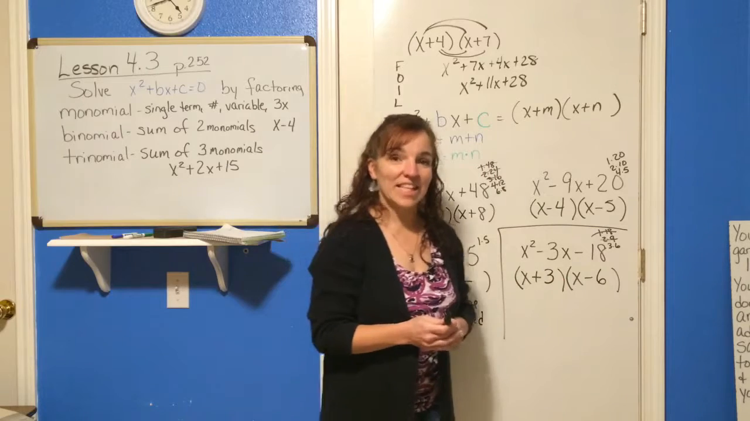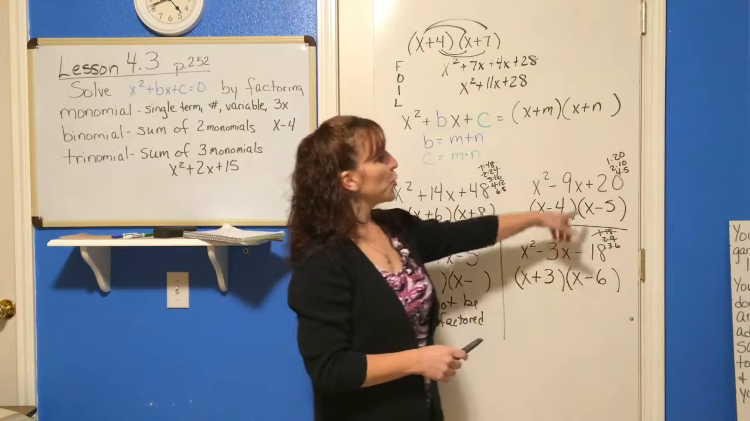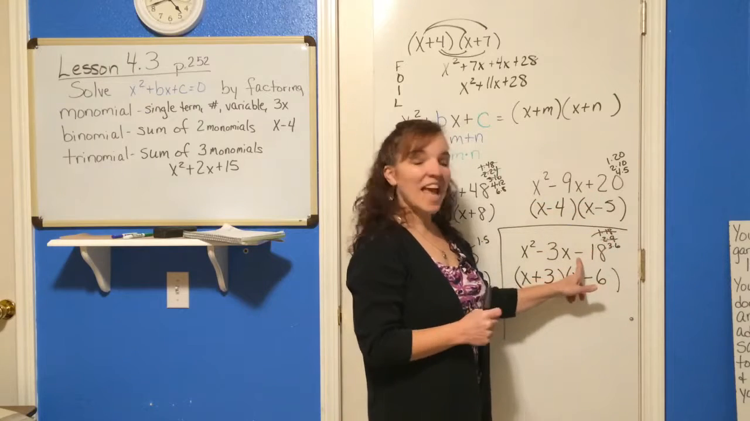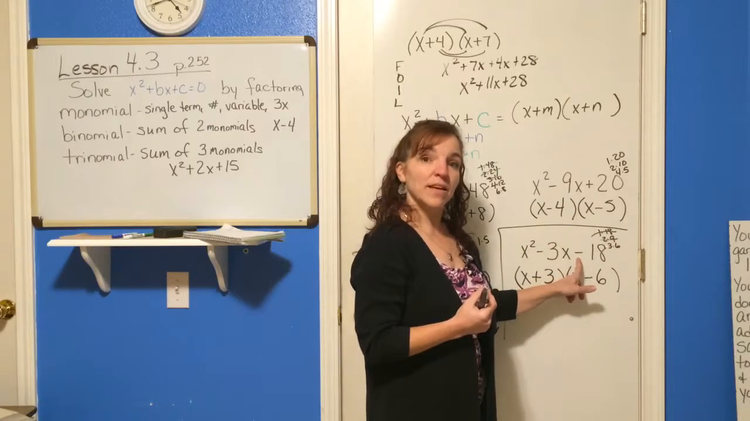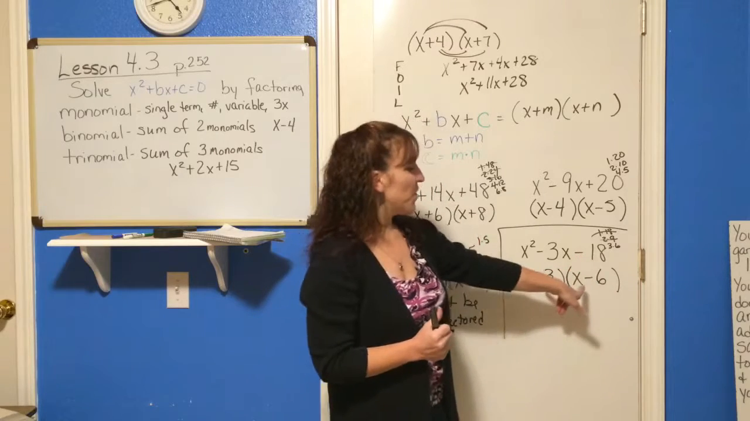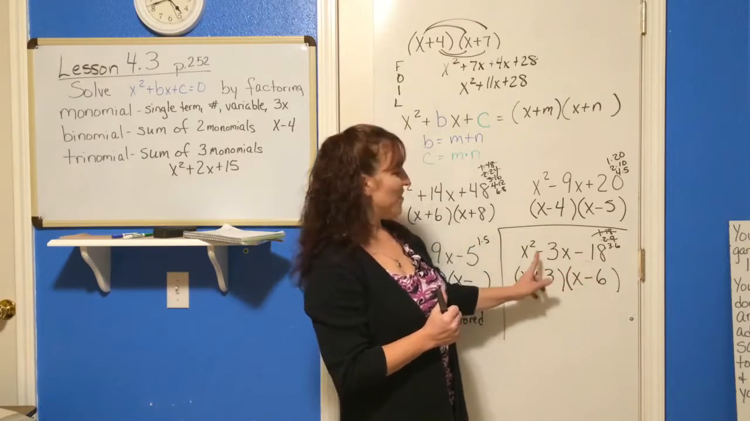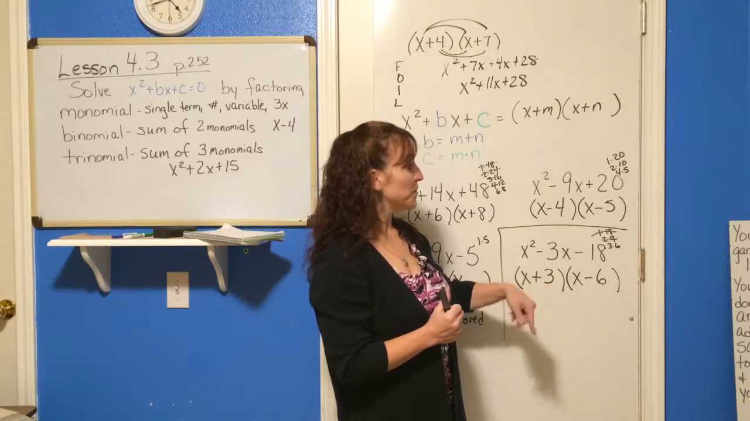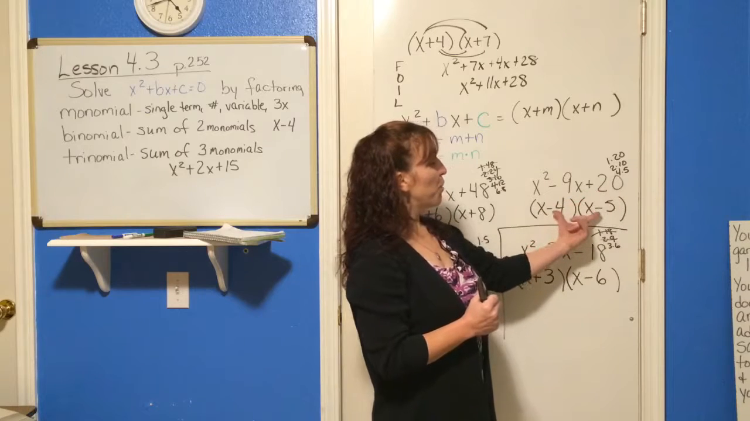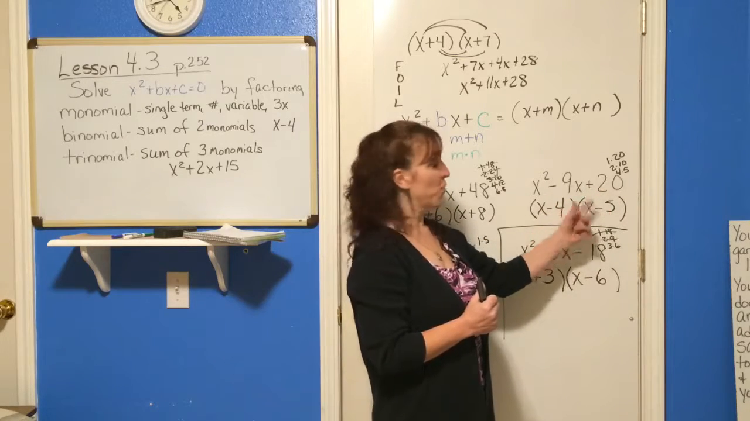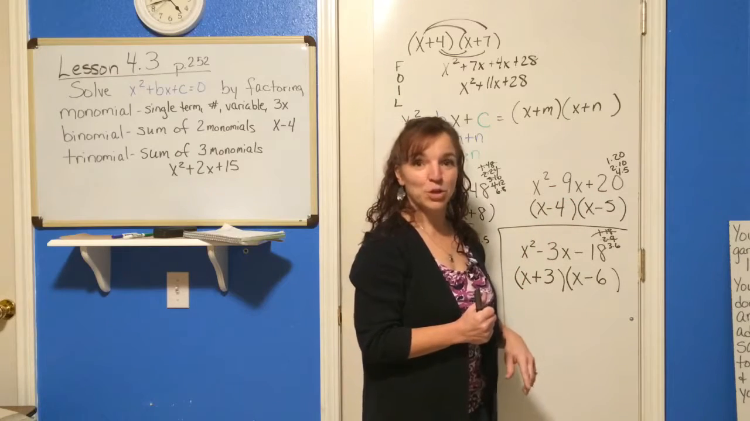So a couple of key things here. If your third term is positive, your signs are the same. If your third term is negative, your signs are different. And then if your signs are different, you're going to subtract them, and the larger number is going to have the sign of this second term. If you're adding, then both signs, or if your answer is positive, then both signs are going to have whatever sign is on that middle term.